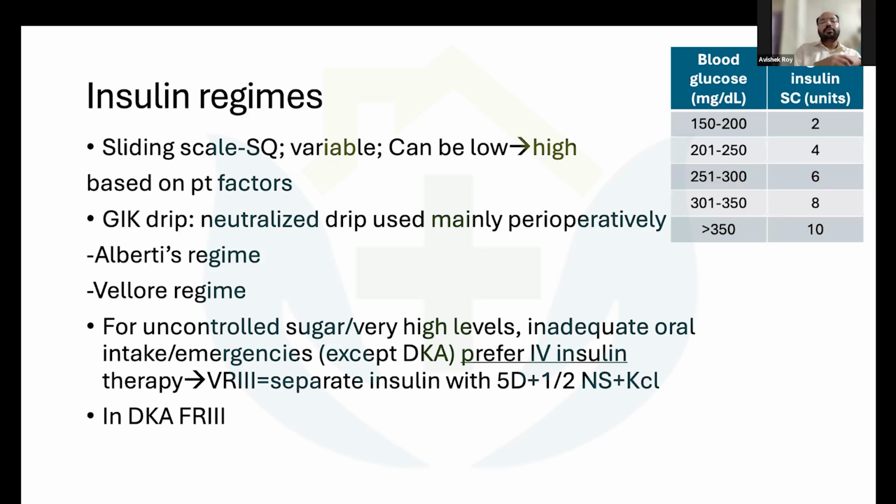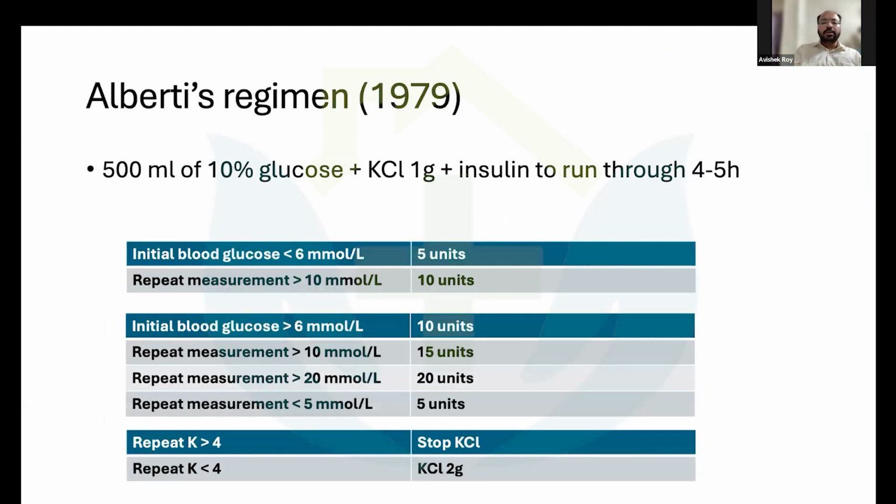What kind of fluids can you give? You can give a GIK drip. Suppose the patient is in the ward, awaiting surgery, taking some food but not adequately. You can give a GIK drip. It has sugars, potassium, and insulin. Insulin for the diabetic part, dextrose so that there is no hypoglycemia, and potassium in that fluid so that there is no hypokalemia. There are various treatment protocols, like the Alberti regime, which has 500 ml of 10% dextrose with some potassium and insulin in the same fluid. It's run at 50 to 100 ml per hour perioperatively.